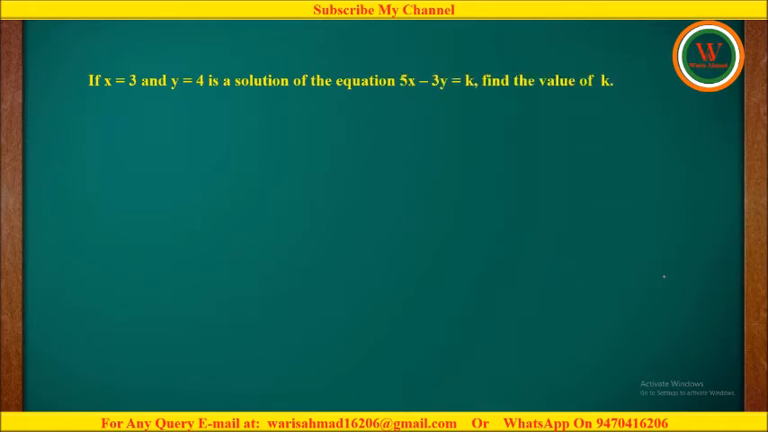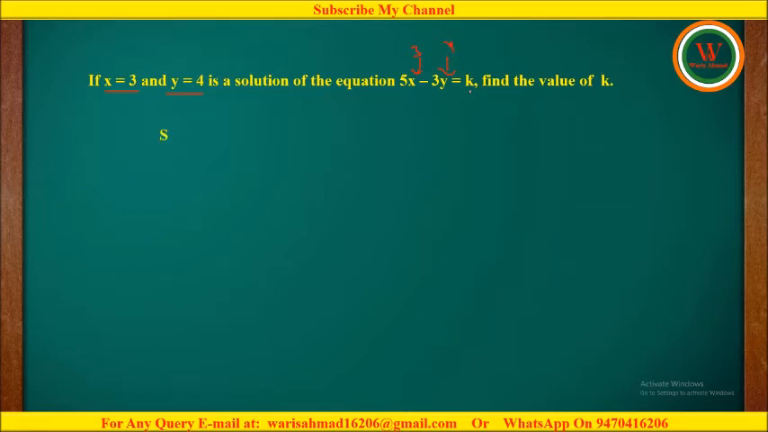Now let us consider one more question. If x = 3 and y = 4 is the solution of the equation 5x - 3y = k, then we have to find the value of k. Here in this question it is given that x = 3 and y = 4 is the solution of the equation. It means if we put the value of x = 3 and y = 4, then the LHS and RHS will be equal.